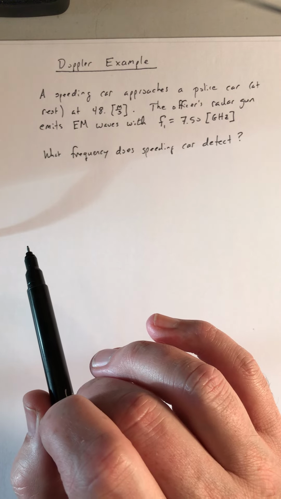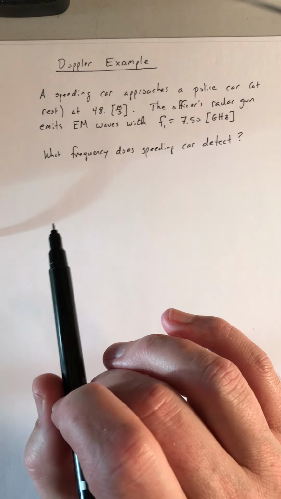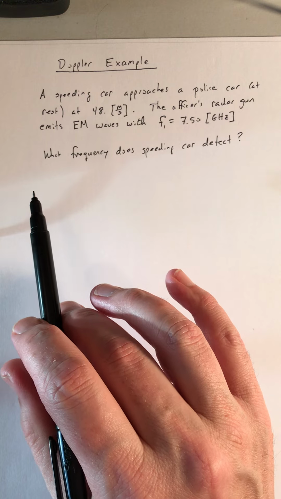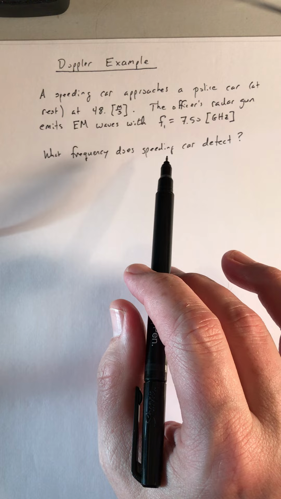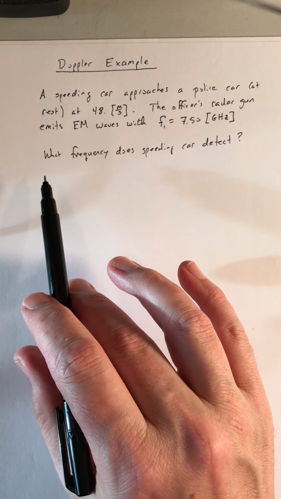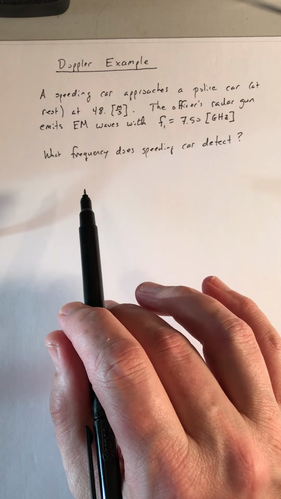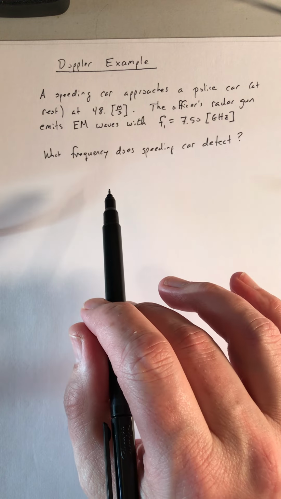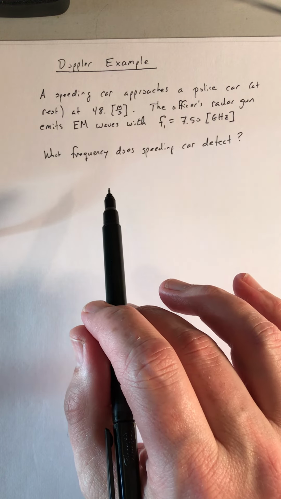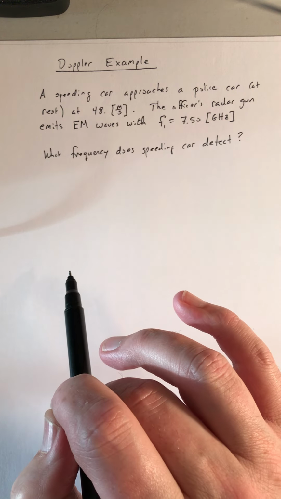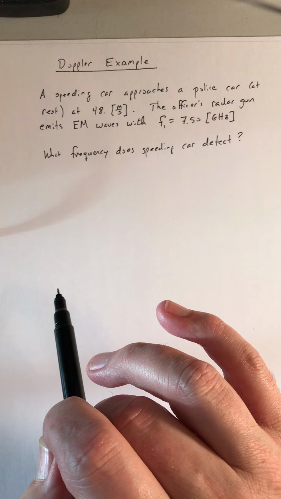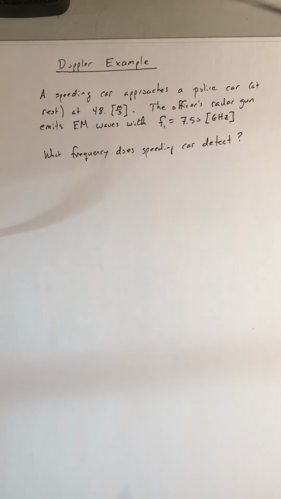And there are two Doppler shifts that happen. First, we have the car moving into the police officer's radio waves. So we need to find what frequency the speeding car would detect. That is then the frequency that the car reflects electromagnetic waves at. And then we need to calculate the second Doppler shift, which will tell us what frequency the police officer is going to detect for those reflected waves.